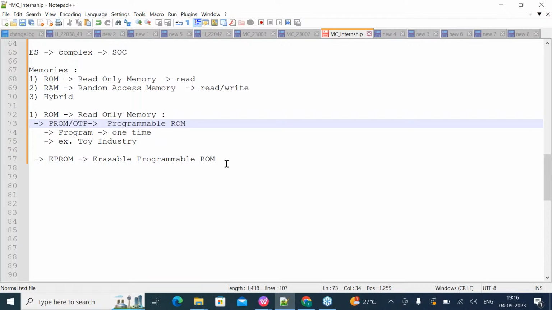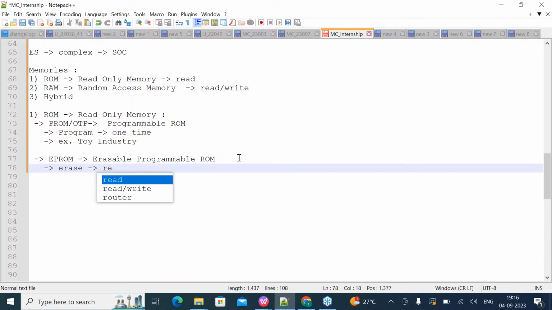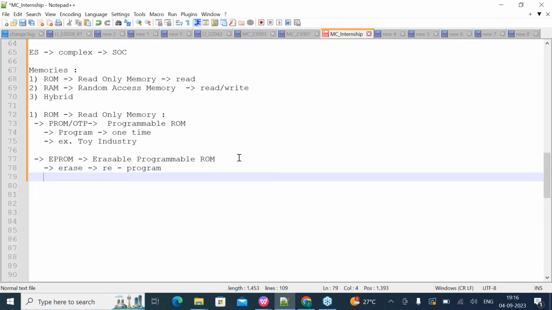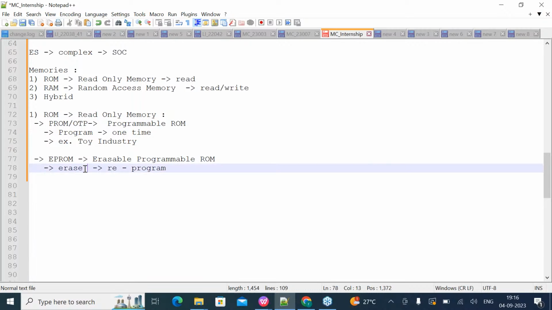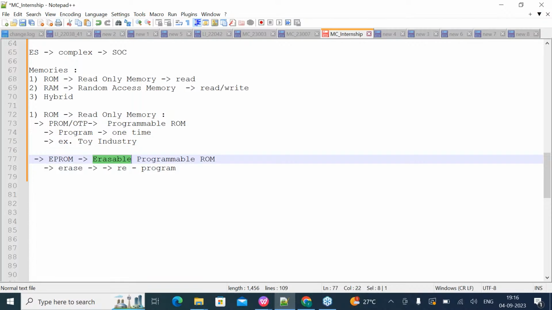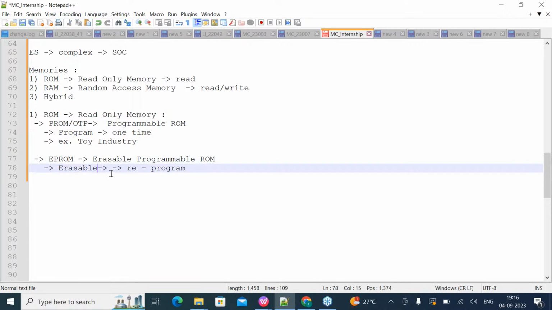Now see here. With this type of memory, EPROM, from the name itself we can understand that we can erase this memory and we can reprogram. If needed, whatever code is inside this memory, we can erase that and reprogram this memory. It's an erasable programmable read-only memory. That means you can erase the contents from this memory and then reprogram it.